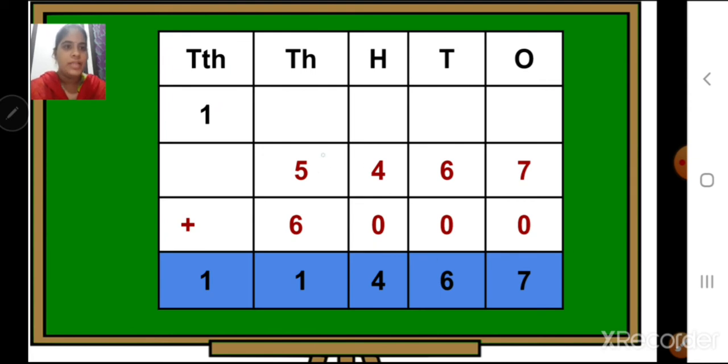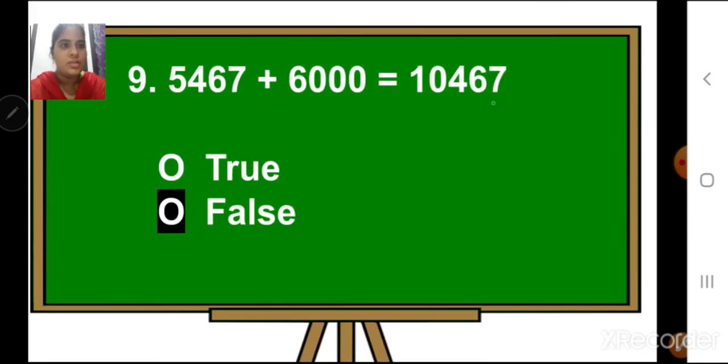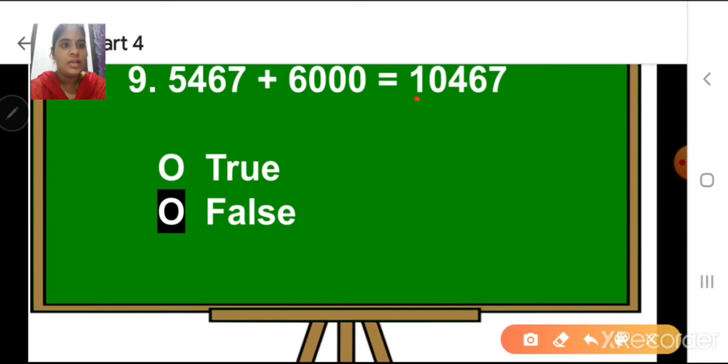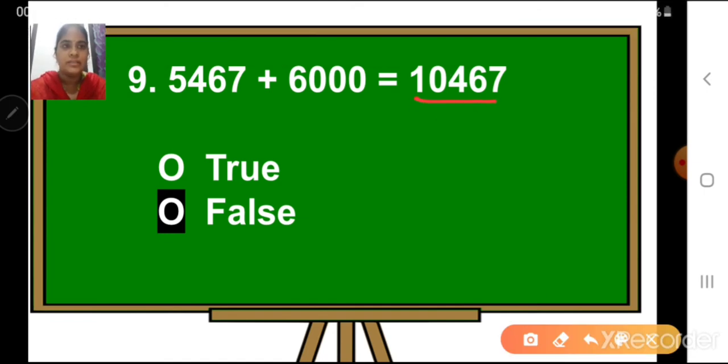See here, after adding both the numbers, we will get the answer as 11,467. So do we have 11,000 here? See here, the answer is different. Here they have given 10,467, which is different. That means the statement is false. So you are going to click on the option which is false.